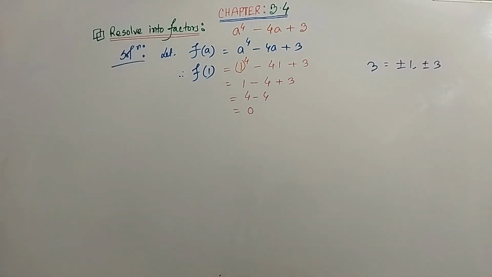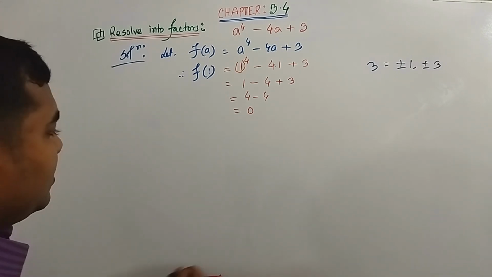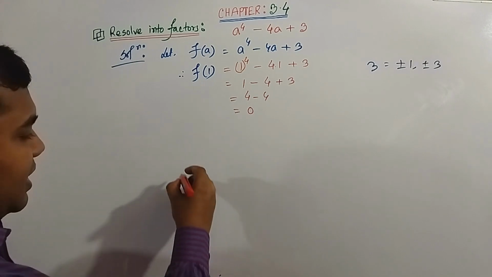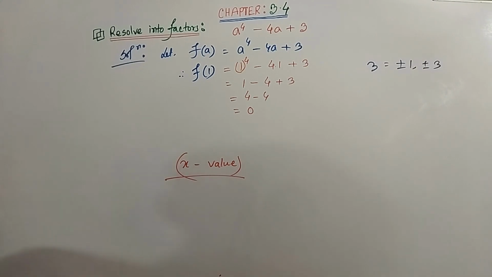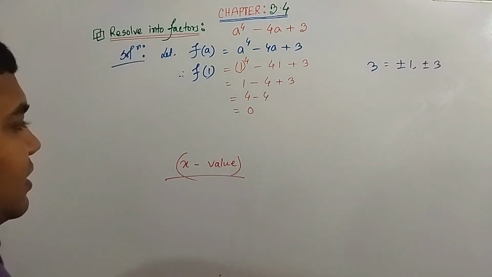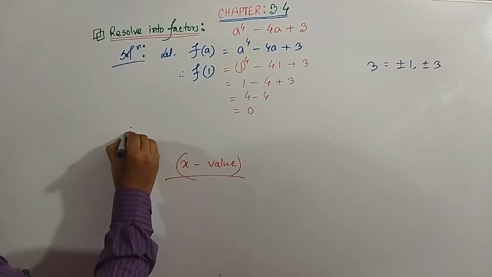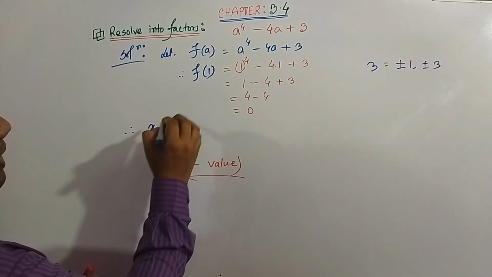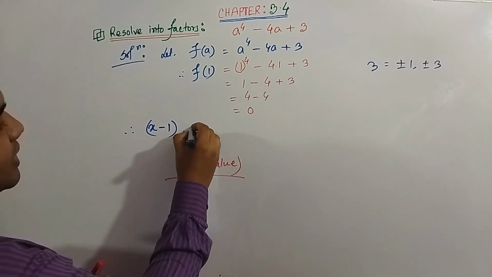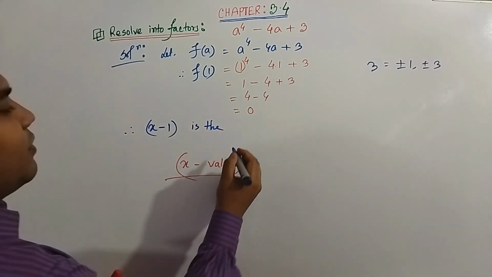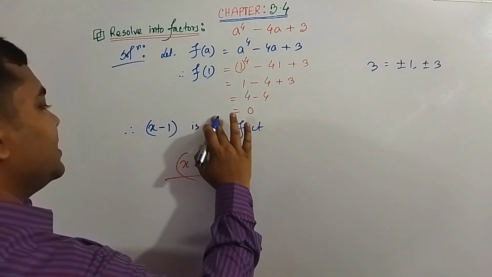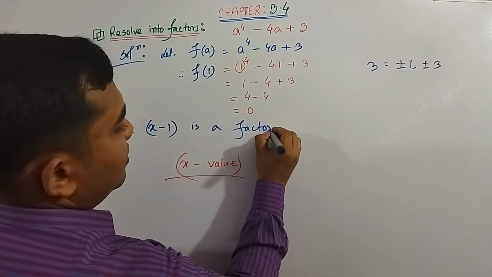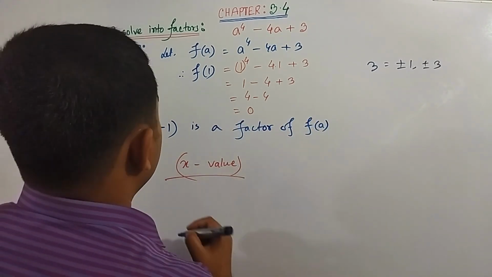So when we get the function as 0, how can we write the factors from that function? We have already known that x minus the value is a factor of the function. What I am trying to say is that x minus 1 is a factor of f of a.